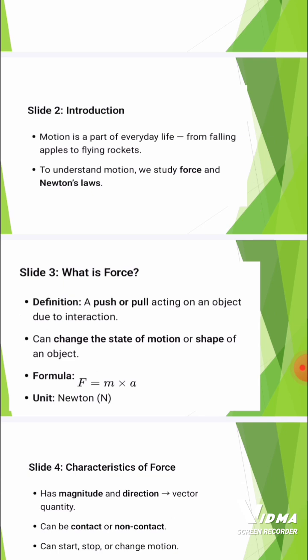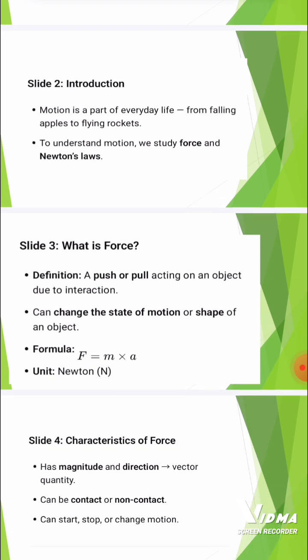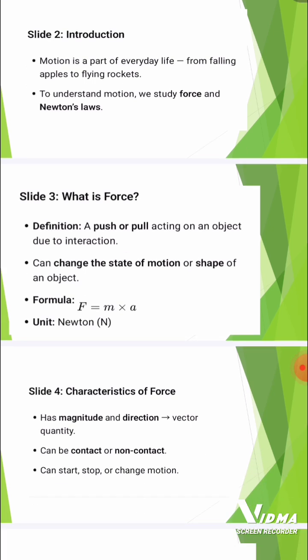First, what is force? Definition: a push or pull acting on an object due to interaction, which can change the state of motion or shape of an object. The formula of force is F = ma. The relation between force, mass and acceleration is described by this formula. The standard unit of force is the Newton. Its abbreviated unit is N.